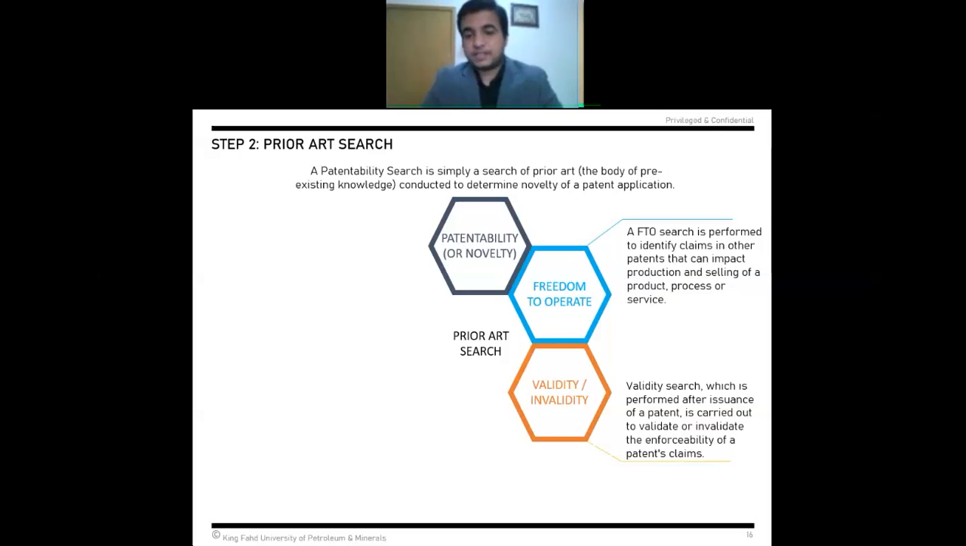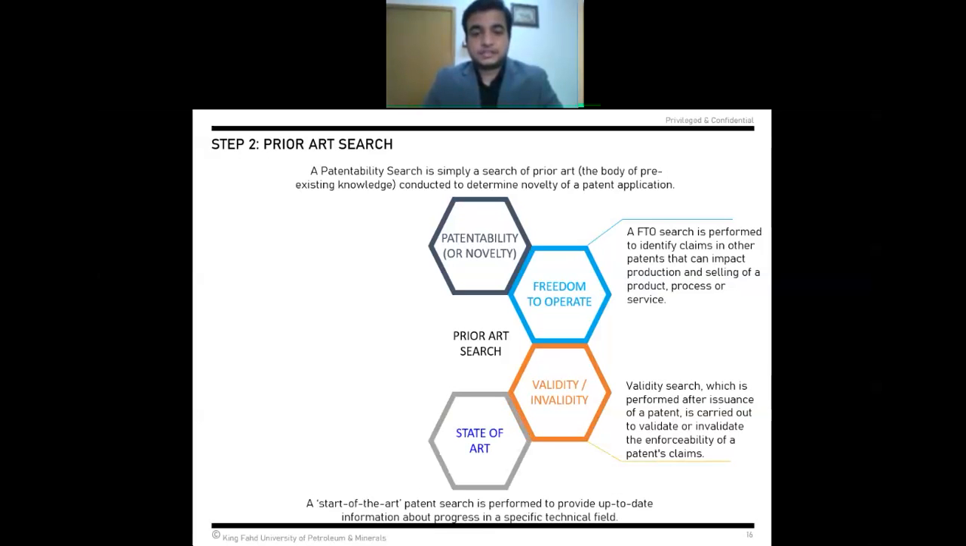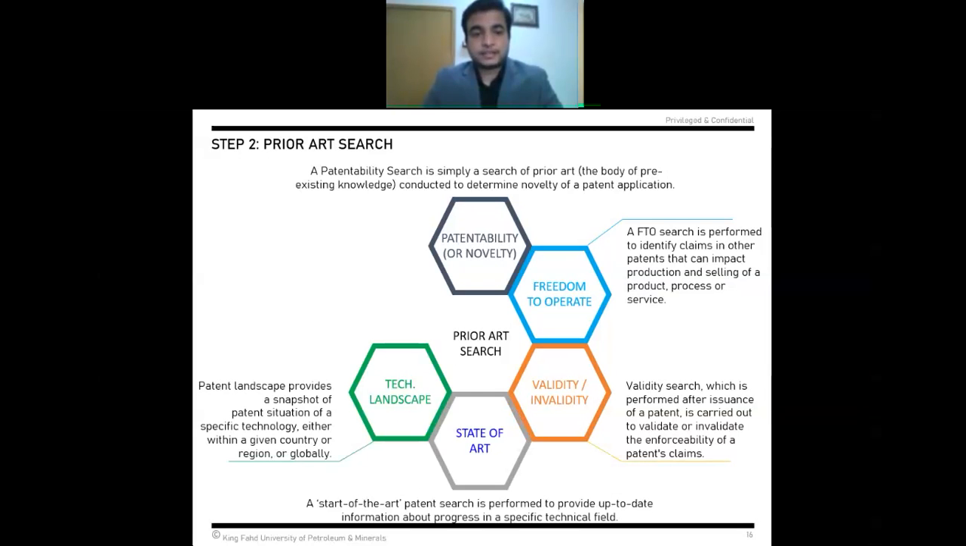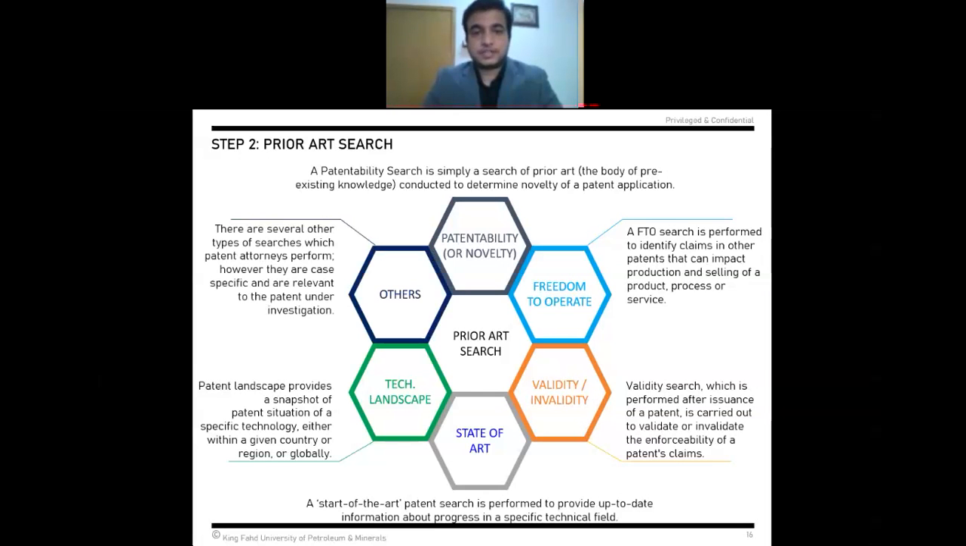There is validity or invalidity search. This is done mainly in cases where a patent is challenged, or if an infringer wants to invalidate a patent, the infringer gets this search done to validate the patent so that there is no infringement left. There are some other kinds: state-of-the-art search, technology landscape search, and some other searches. But mainly for students of AMU, I think the patentability search is the most important, because that helps in determining the novelty of the invention.